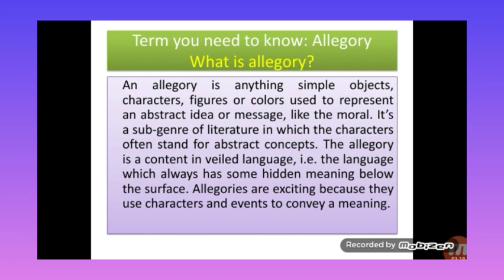We often come across a question, what is allegory? What is the best example of allegory? And what type of characters are used in allegory? What's the motive of writing allegory? So, I'll try to quench your thirst for this.